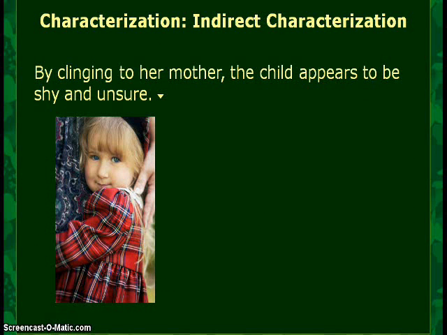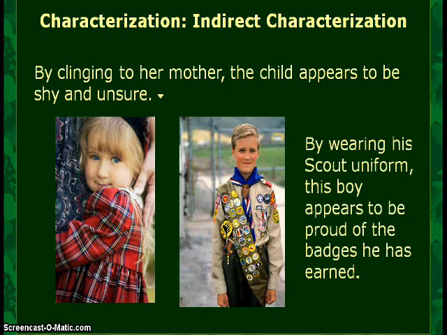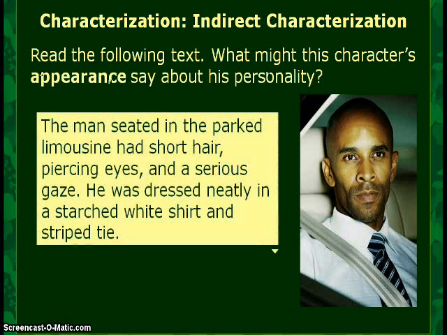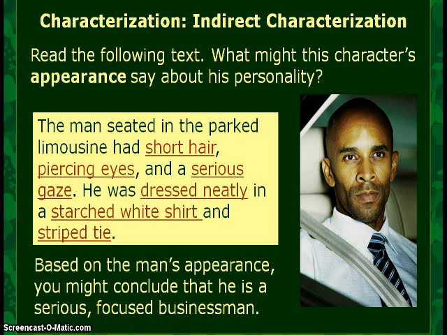By clinging to her mother, the child appears to be shy and unsure. By wearing his scout uniform, this boy appears to be proud of the badges he has earned. Let's read the following text, and what might this character's appearance say about his personality? The man seated in the parked limousine had short hair, piercing eyes, and a serious gaze. He was dressed neatly in a starched white shirt and striped tie. Based on his appearance, you might conclude that he is a serious, focused businessman.